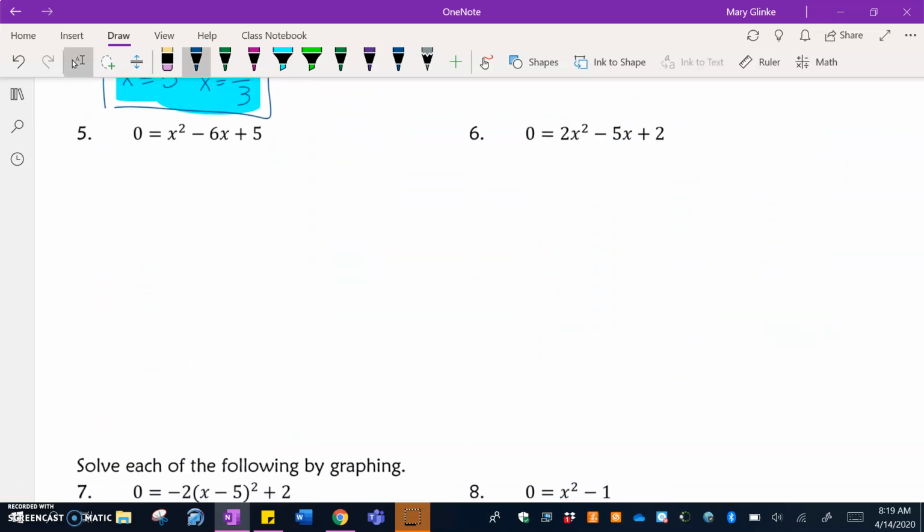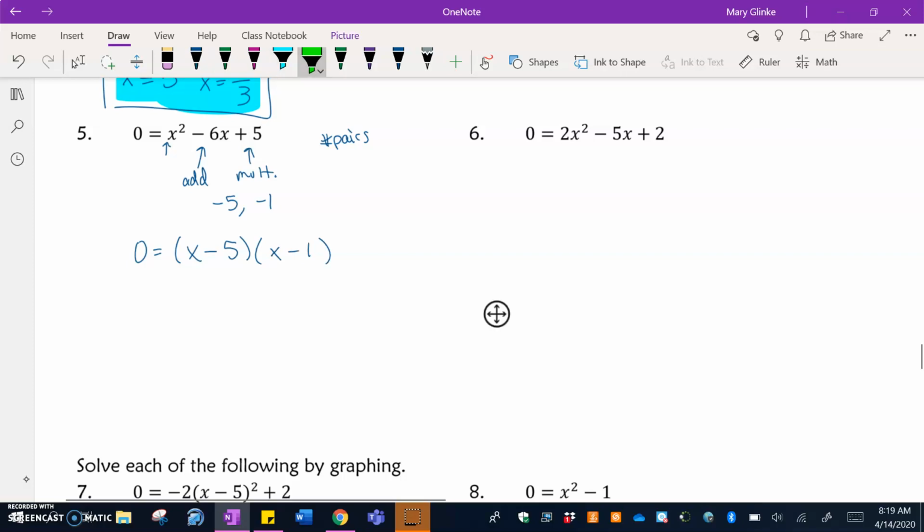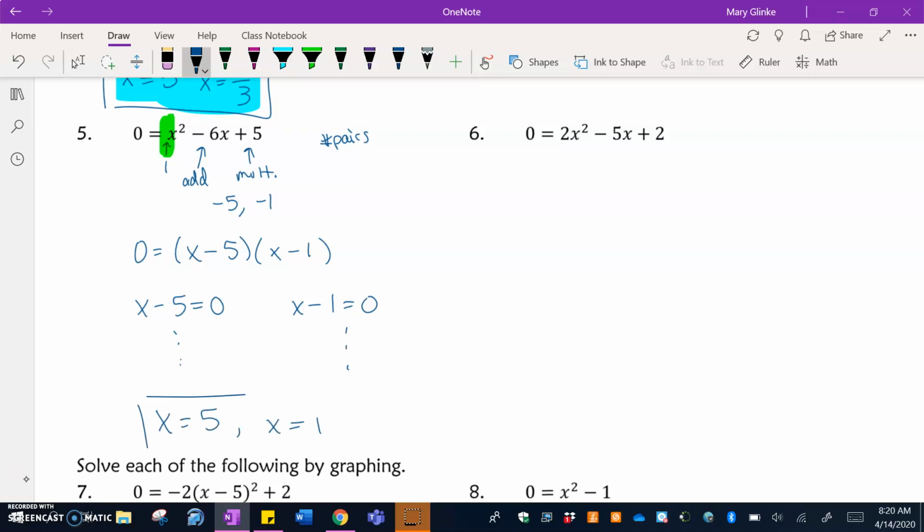For the next one, I notice that I have a leading coefficient of 1, so this one is just going to be my number pairs. I'm looking for what multiplies to get positive 5 and adds to get negative 6. Those numbers are negative 5 and negative 1. So my factors are going to be x minus 5 and x minus 1. Once again, you can only jump to your factors if there's a leading coefficient of 1 out in front. After it is factored, you set each factor equal to 0 and solve each of those equations. You're going to get x equals positive 5 and x equals positive 1.